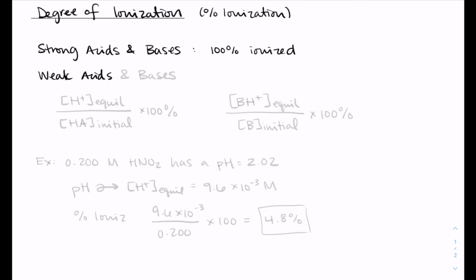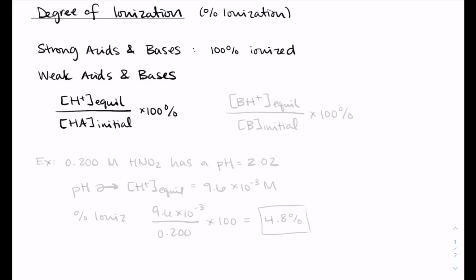water. For weak acids and bases, if we wanted to communicate a percent or degree of ionization, what we're looking at is the equilibrium concentrations of either H plus or BH plus if you have a base divided by the initial concentrations of the acid and the base. So how much of the free ions do we have compared to the amount that we started with? Multiply by 100 if you would like this as a percentage.